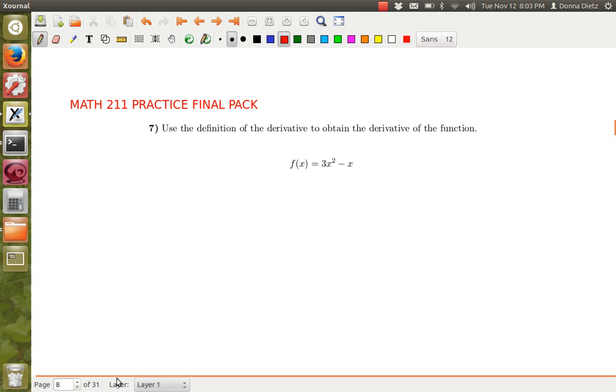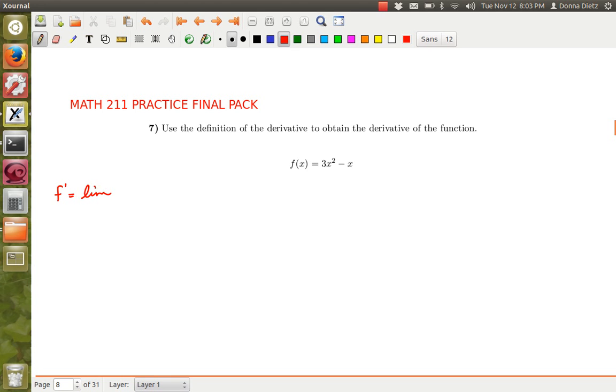This is number 7. Use the definition of the derivative to obtain the derivative. So even though you know it's going to be 6x minus 1, that isn't going to do you any good if you just do that. But it's good for you to know that, because if you get the wrong answer, you should definitely fix your problem.